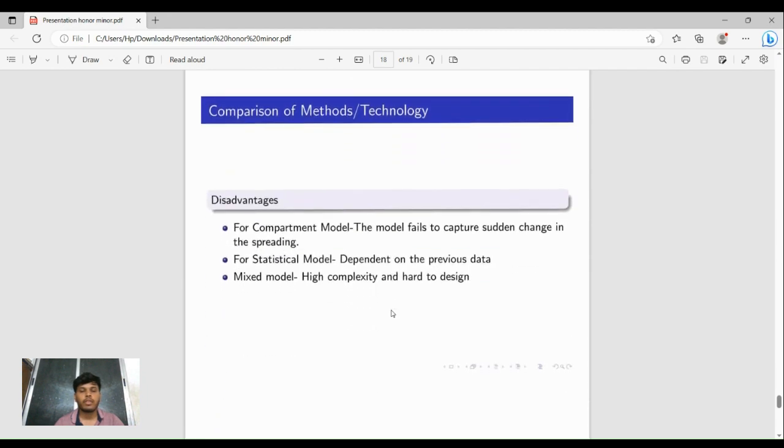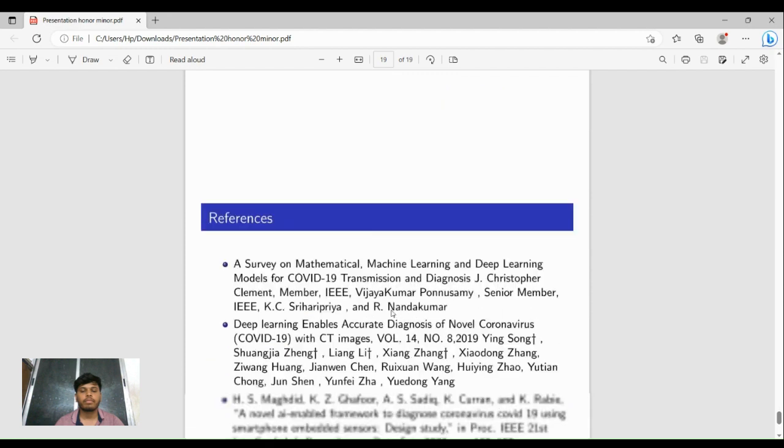Comparison of the disadvantages of the models. For the compartment model, the model fails to capture sudden changes in the spreading. For the statistical model, it depends on the previous data, and for the mixed model, it has the highest complexity and is hard to design.